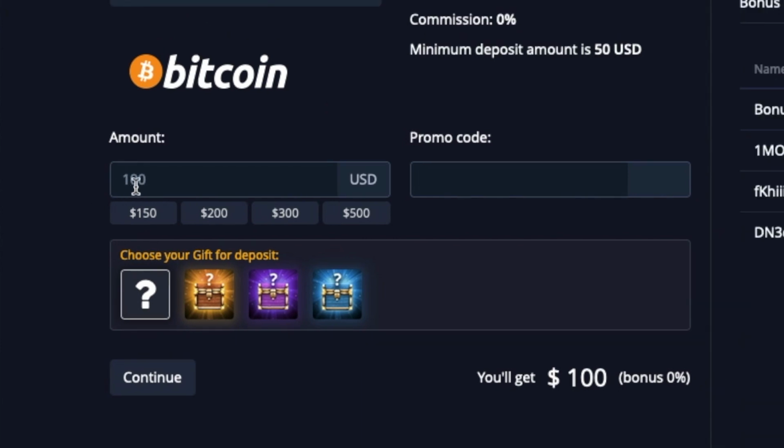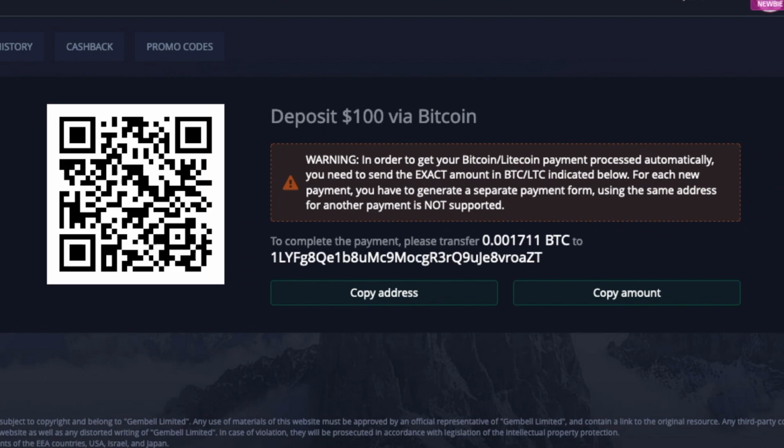The next step is click on continue and it brings you to a screen like this. It says deposit $100 Bitcoin because that's what you had put in, and you're going to copy this address and go to your Bitcoin wallet, wherever that may be, and send your Bitcoin to this address. And that's how you would make your first deposit with Pocket Option.